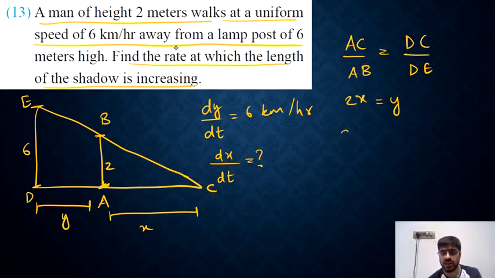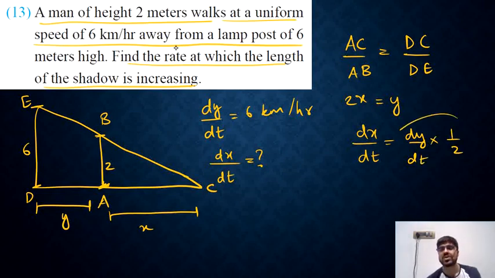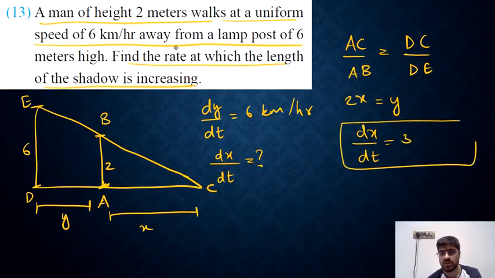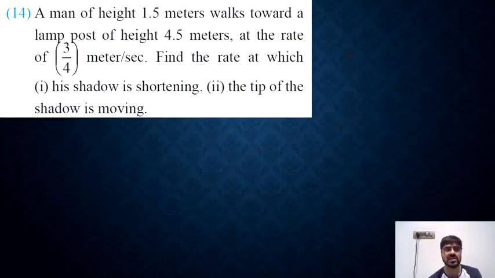And now take a derivative. So you have 2 dx by dt equals dy by dt. And when that 2 goes on the left, you have dx by dt as dy by dt into 1 upon 2. Dy by dt is 6. So 6 into 1 upon 2, which is 3, is going to be the final answer. So the rate at which the length of shadow is increasing is 3 kilometers per hour. Okay, so that's how we are answering the 13th question, and with that we go ahead with the 14th one.